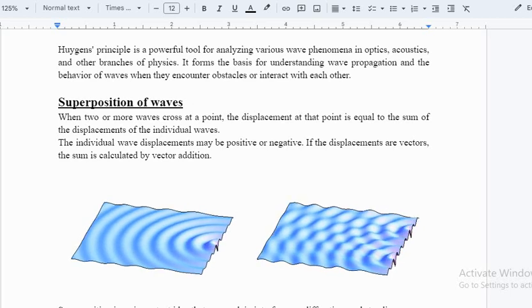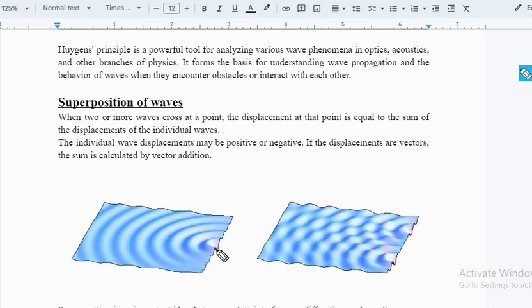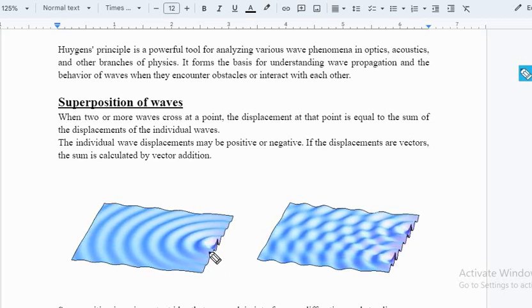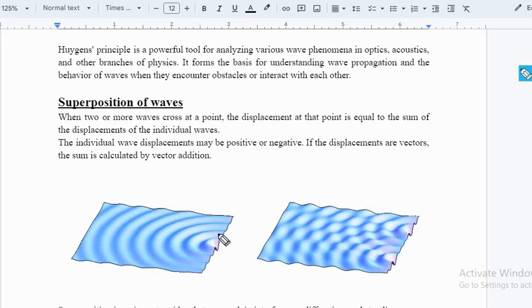So what you have to do is just consider two different pictures. Here we have a single source, a single energy source, and energy moves in all directions. And these parts are the wavefronts.